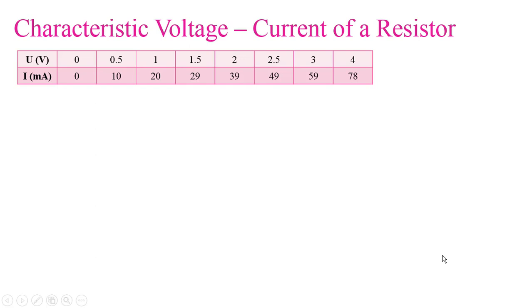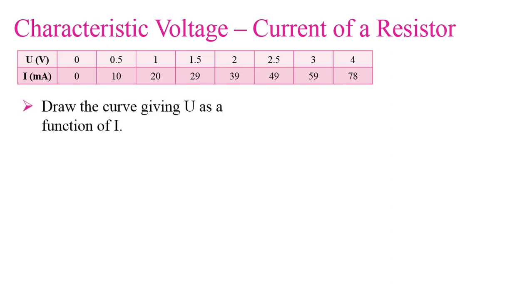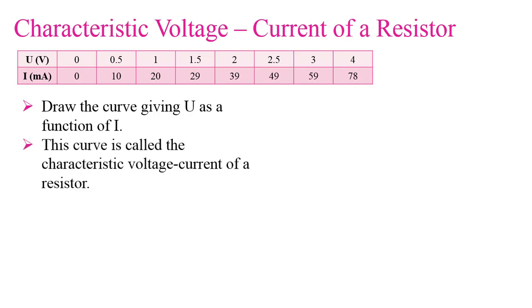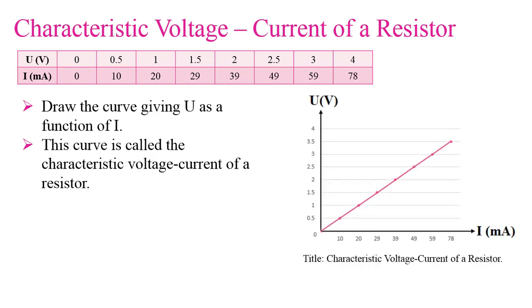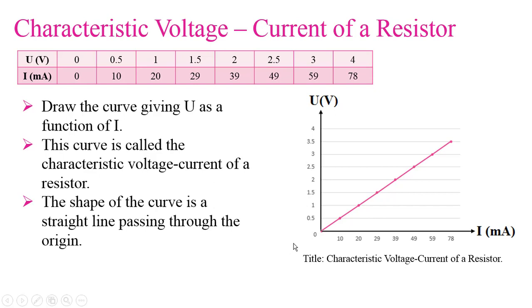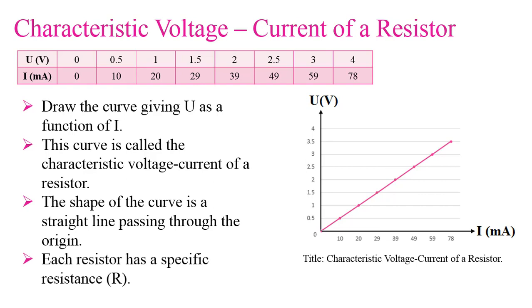Now we will use the values obtained in the table to draw a curve. So draw a curve giving U as a function of I. This curve is called the characteristic voltage current of a resistor. Observe this curve. As you can see, the curve is a straight line passing through the origin. Note that each resistor has a specific resistance.